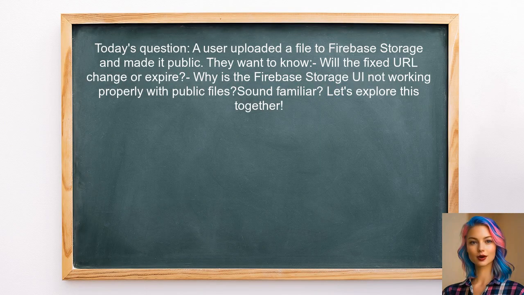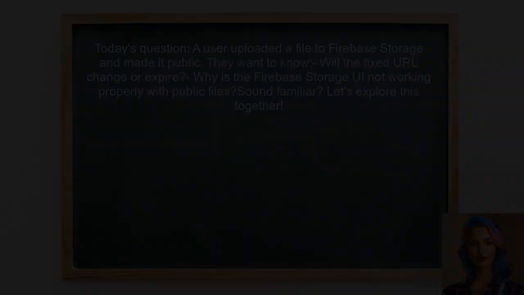Here's the specific question we're addressing today. A user uploaded a file to Firebase Storage and made it public, but they noticed that the file is accessible through a fixed URL. They want to know if this URL will change or expire. Additionally, they are experiencing issues with the Firebase Storage UI when using the public option. Sound familiar? Let's explore this together.